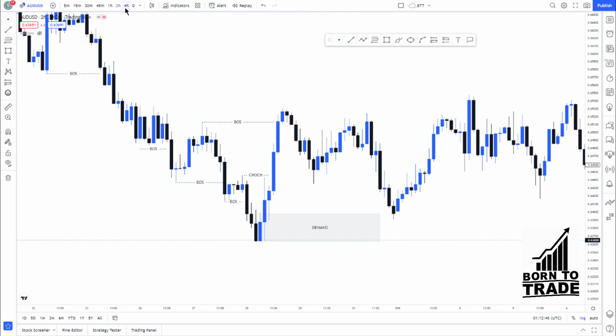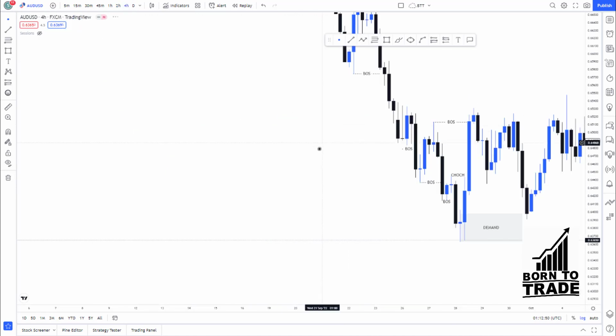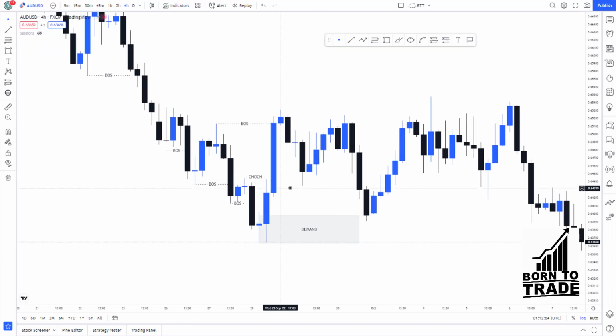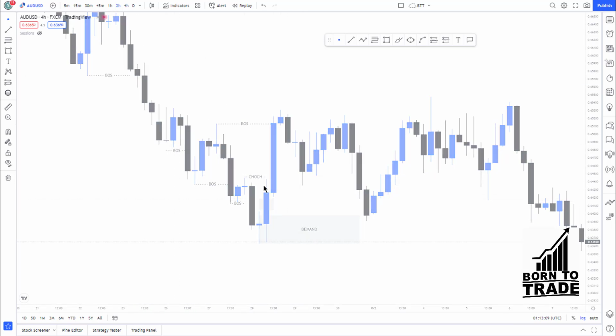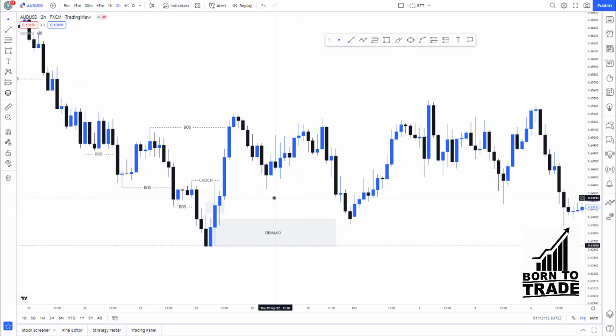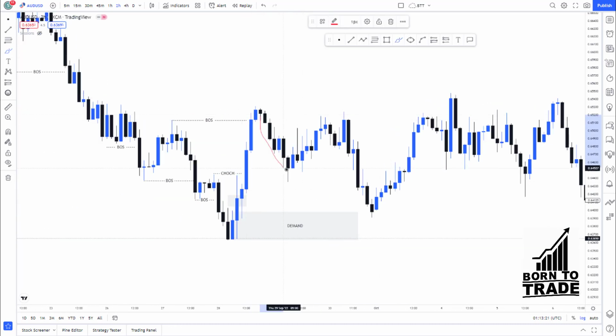Another thing that makes this particular setup a valid one is when you move to your higher time frame, you will see that price left an imbalance over here, which needs to be filled. I hope you can see that we have a 4 hour imbalance, which price will actually come back to fill when we are waiting for price to return and mitigate this zone.